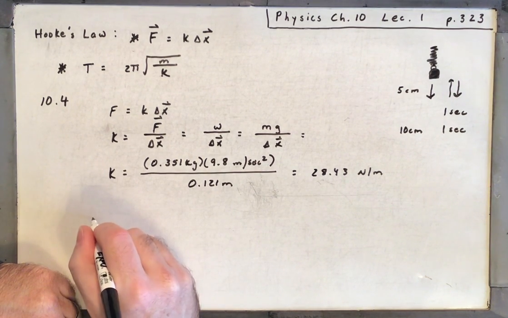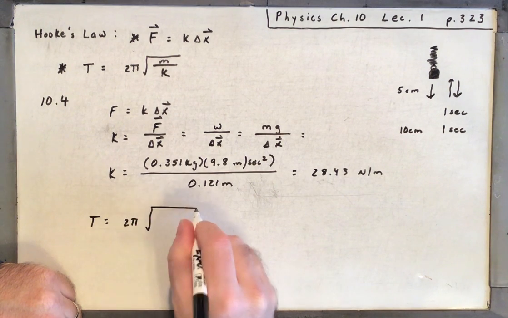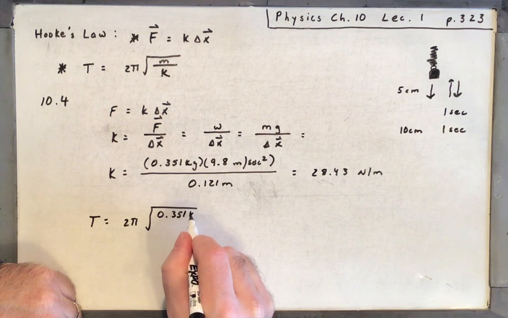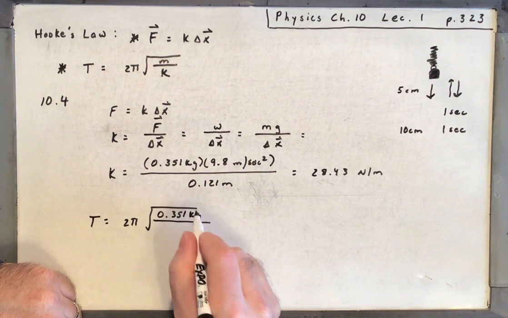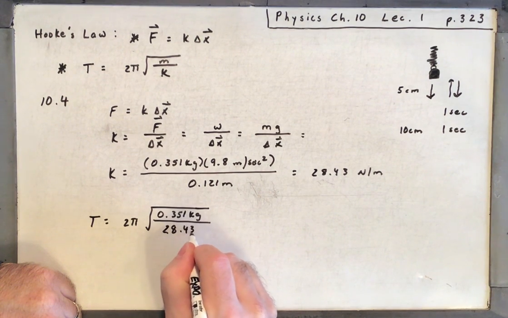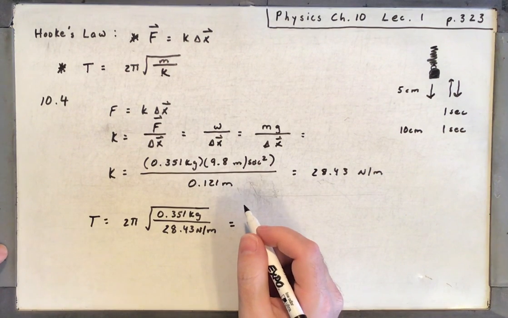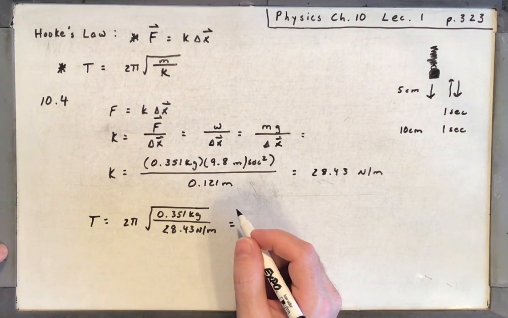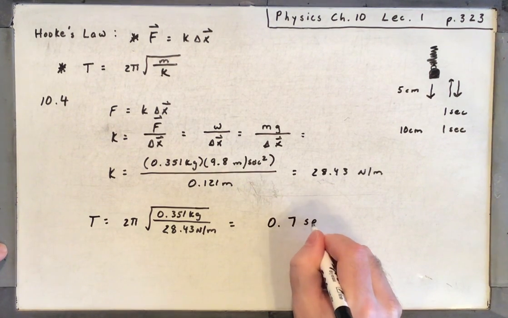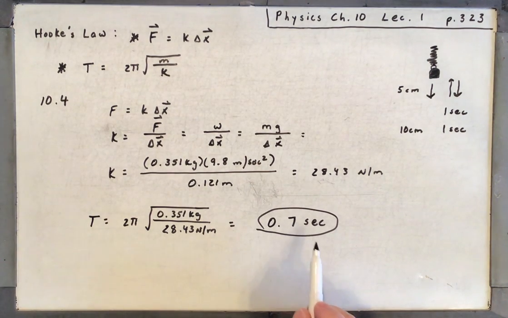So the T, or the period, is 2 pi times the square root of the mass, 0.351 kilograms, divided by 28.43 newtons per meter. All right, if you plug that into the old calculator, you get 0.7 seconds. All right, seems reasonable.